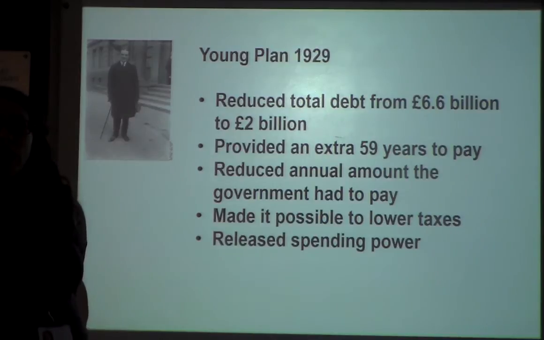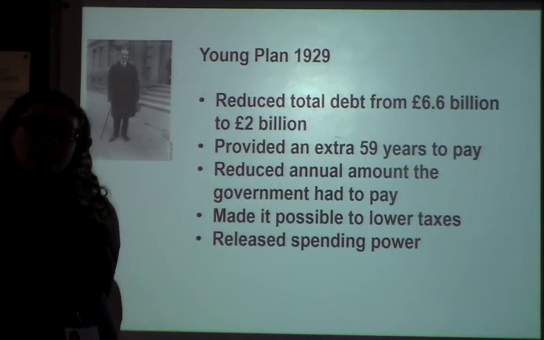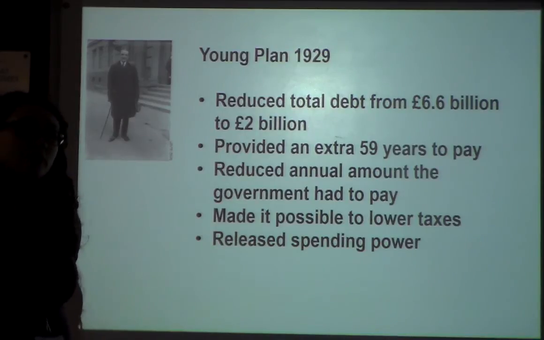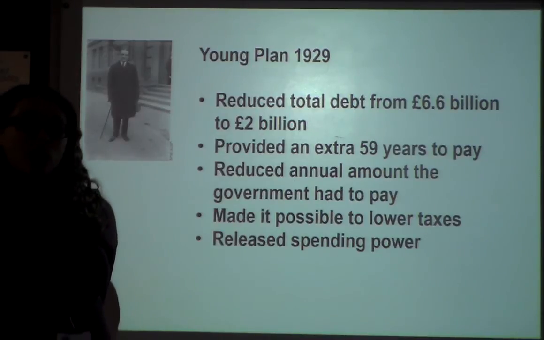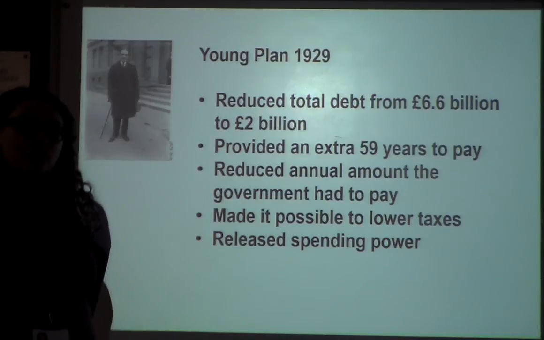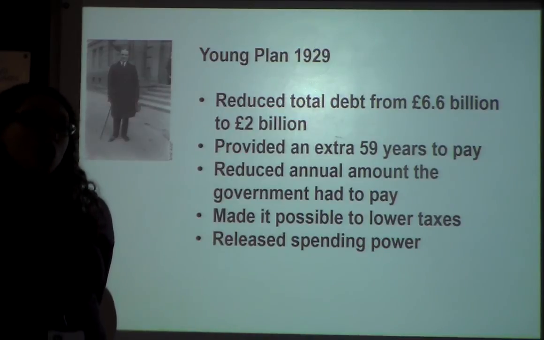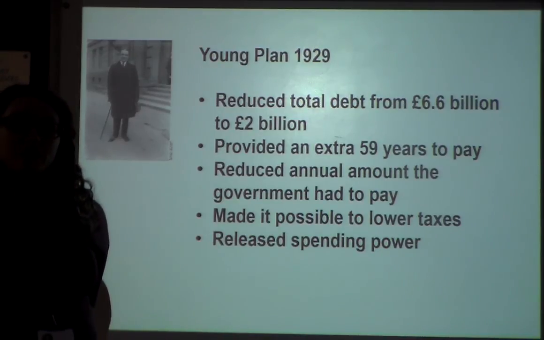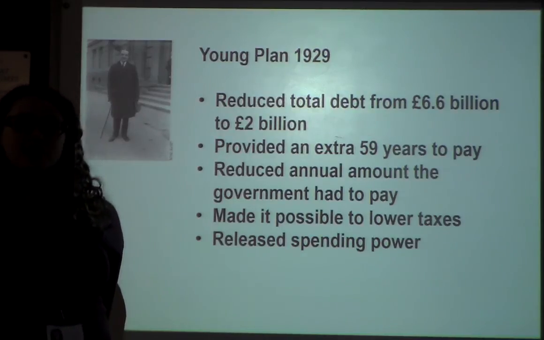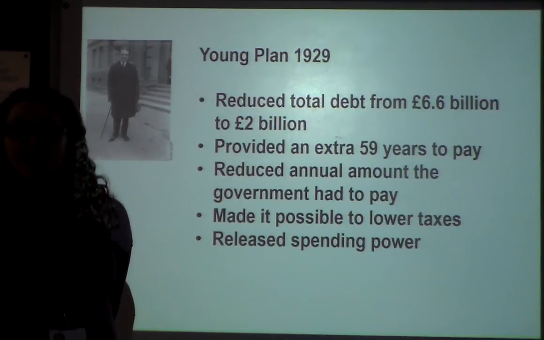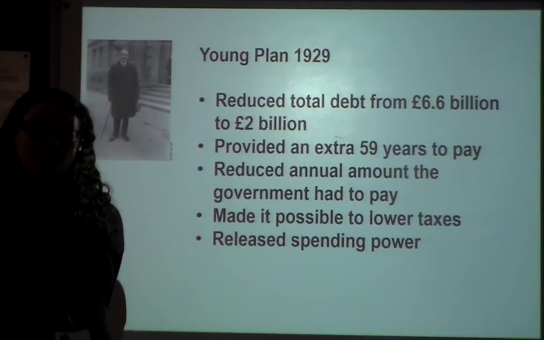The final act of Stresemann's career is the negotiating and signing of the Young Plan in 1929, and this was to do with reparations as well. Now this reduced the overall bill from 6.6 billion to 2 billion, so it slashes the overall cost of the reparations, and it provides an extra 59 years to pay. So that overall reduces the annual amount that they have to pay, which frees up government spending power and allows them to lower taxes. If you lower ordinary people's taxes, they're going to have more money to spend in the shops, and that should generate growth.